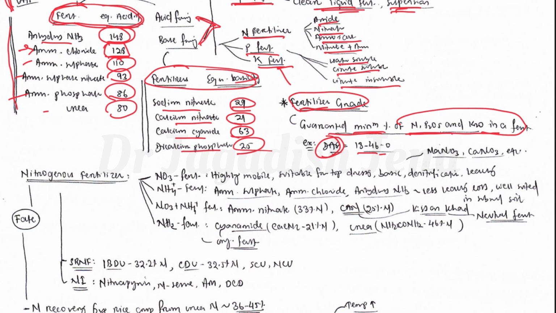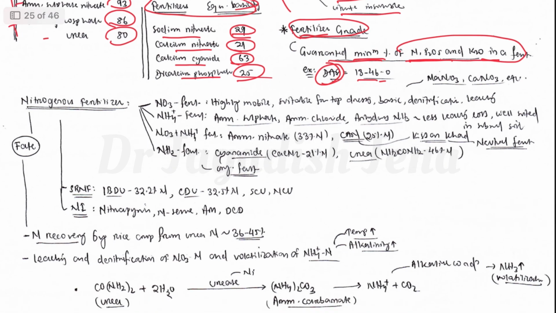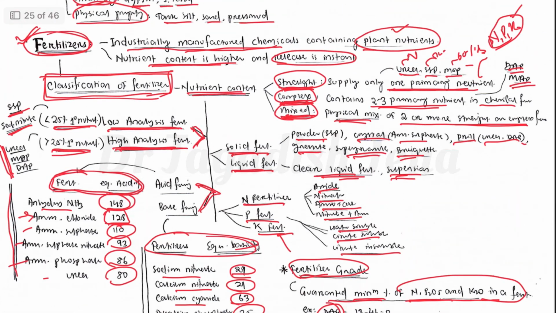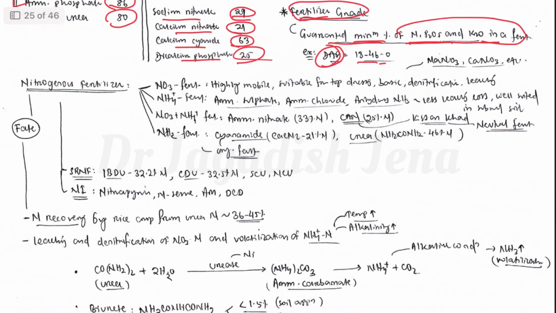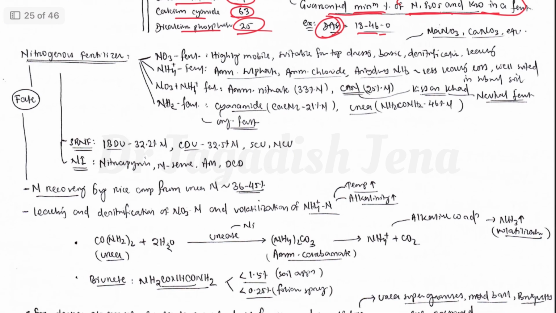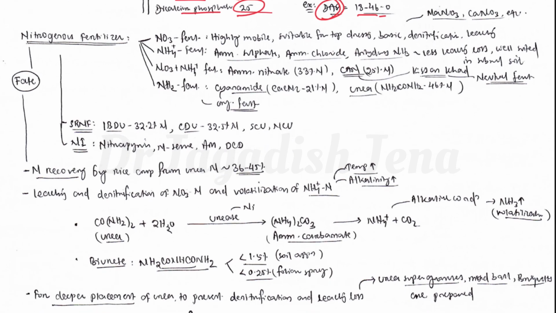Now, today we have discussed these different types of fertilizer. In the next class, we'll go through different fertilizers, I mean nitrogenous fertilizer, then phosphate fertilizer, then potassium fertilizer, then some biofertilizer will also be discussed.